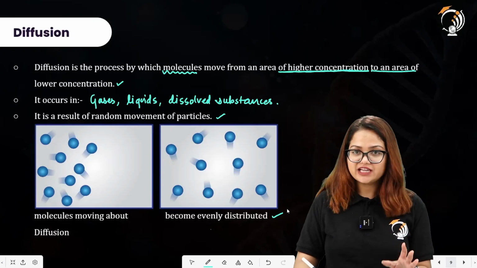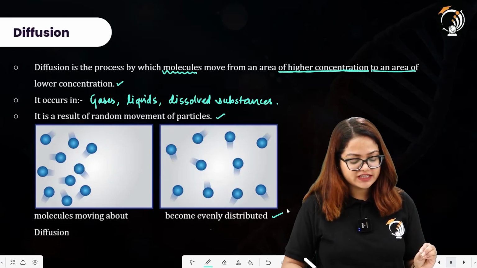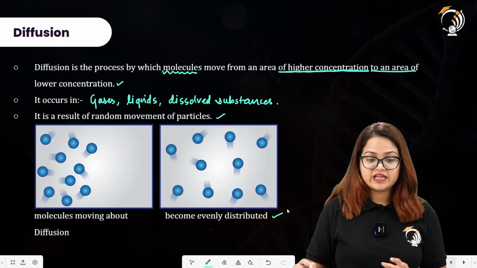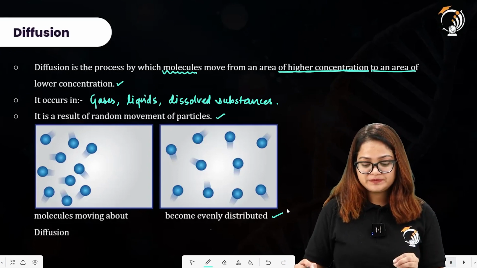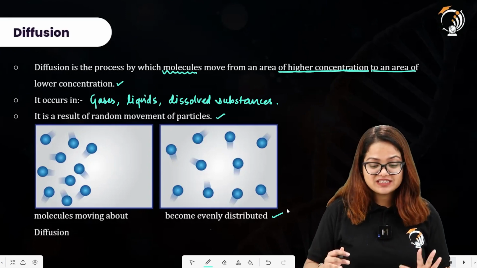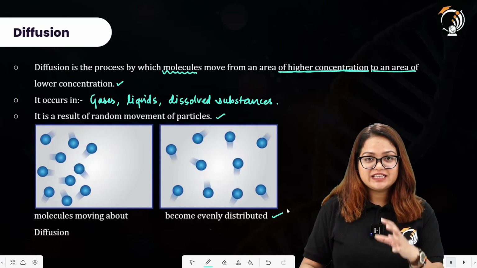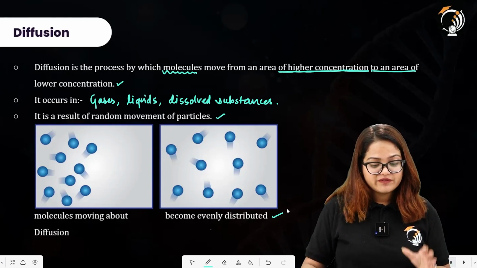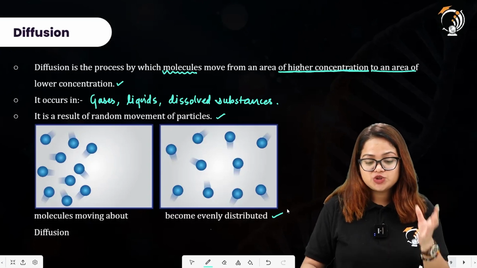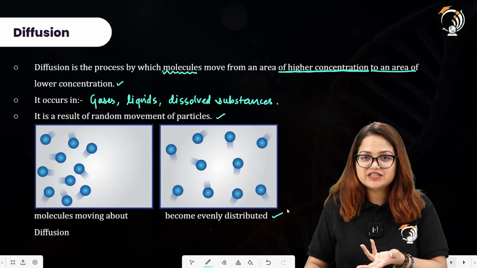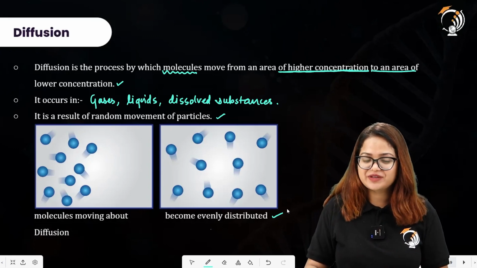So here we have the diagrammatic representation. On the left hand side we have molecules moving about. So they are in random motion, and they exhibit this motion and then become evenly distributed. So this is where we can say that diffusion has occurred. So basically the movement of molecules occurred from where they were higher in number to a region where they were lower in number or absent actually. You can observe from the given diagram here.